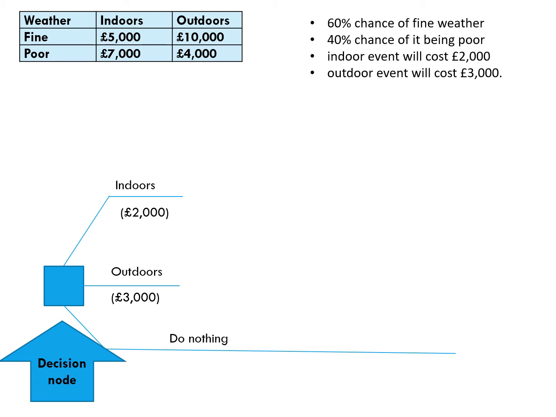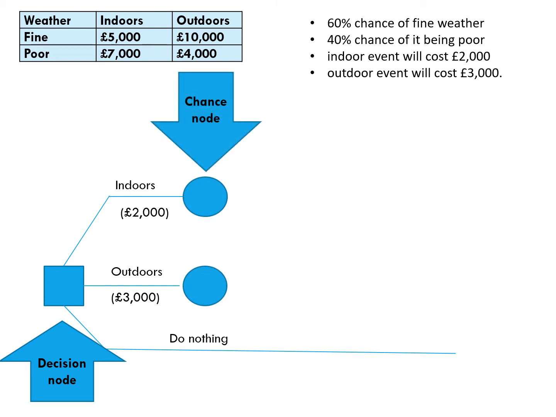I now need to think about the probability element. And so I introduce this. This is called a chance node. And this is where I now introduce not my decisions, but my chances, my probability of the outcomes. So we call these chance nodes, and we draw circles, and they indicate where there is a probability of two different outcomes. Decisions are where I make a choice.